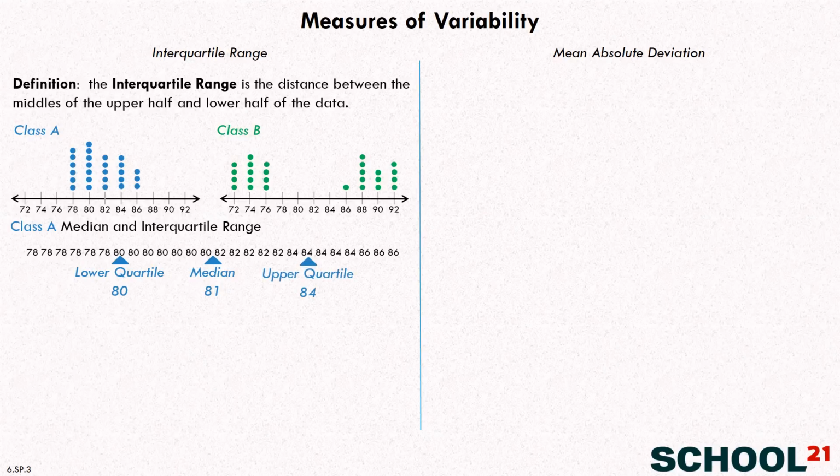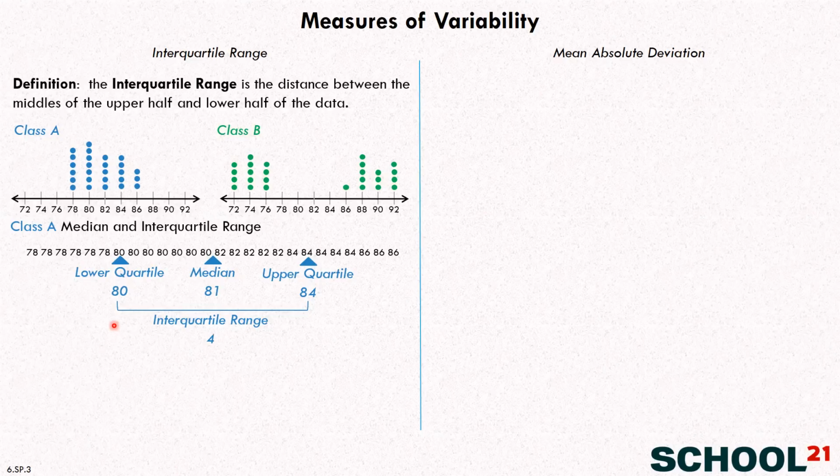Now we have the middle of the lower half and the middle of the upper half, called the lower quartile and the upper quartile. We just find the distance between those, and that is called the interquartile range. And that's 4, because 84 minus 80 is 4. So this is a single number that tells us about how spread out the data are.